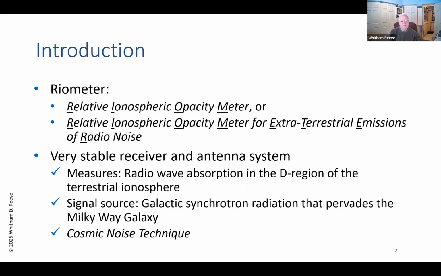Electrically and mechanically, it's a very stable receiver and antenna system. And its job is to measure the absorption in the D region of the ionosphere. And the signal source is the galactic synchrotron radiation that pervades the Milky Way. And this device is also called the cosmic noise technique.